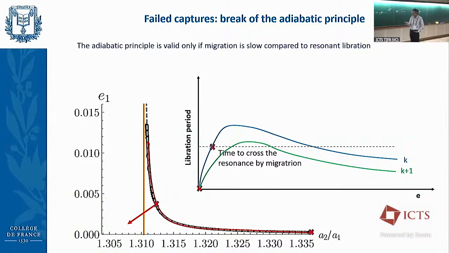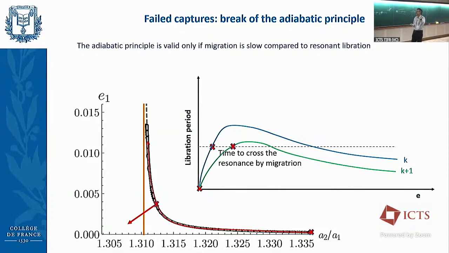So that means that the planet will again be captured, go up to somewhat higher eccentricity, but then again the libration period and the migration time across the resonance will become equal, and the adiabatic principle will be broken, and the planet will leave again.